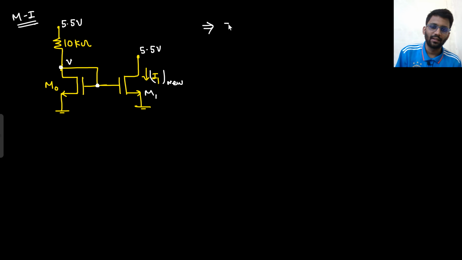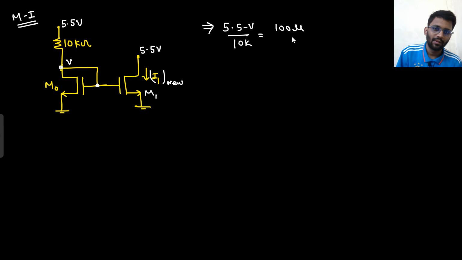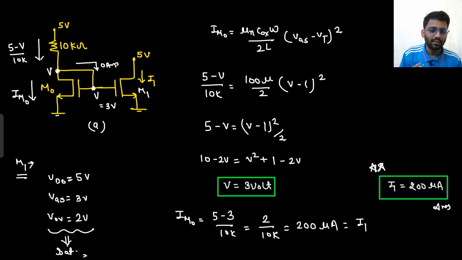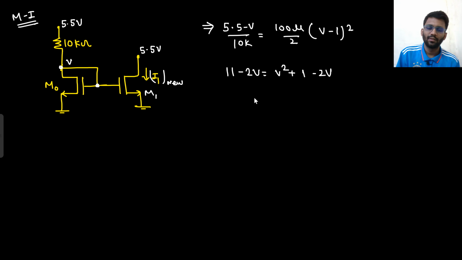For that, again we can apply the equation: (5.5 minus V) by 10k would be equal to mu n Cox W by L, that would be 100 micro by 2 into (VGS minus VT) whole square, where VGS is V. So it would be 11 minus 2V, V square plus 1 minus 2V. So V square is equal to 10. This is what I am getting. So the V value you will get is under root 10, that would be nearly 3.14.